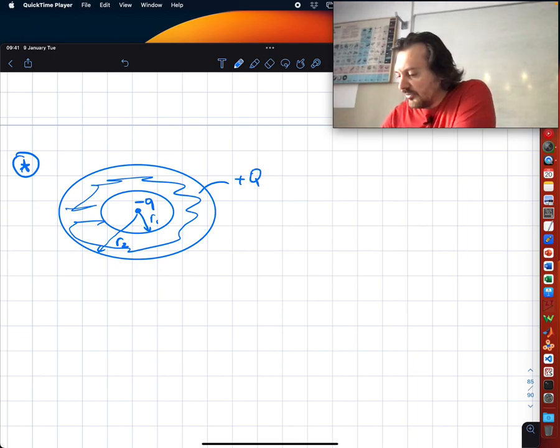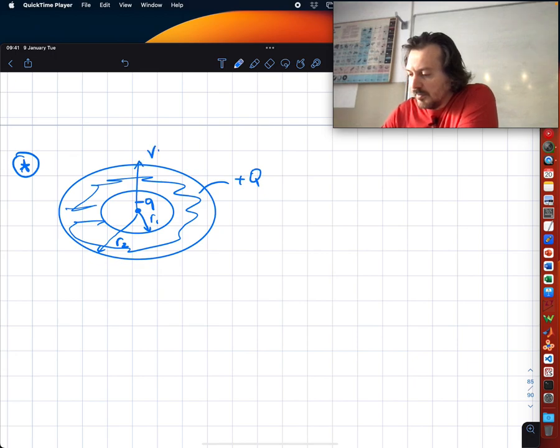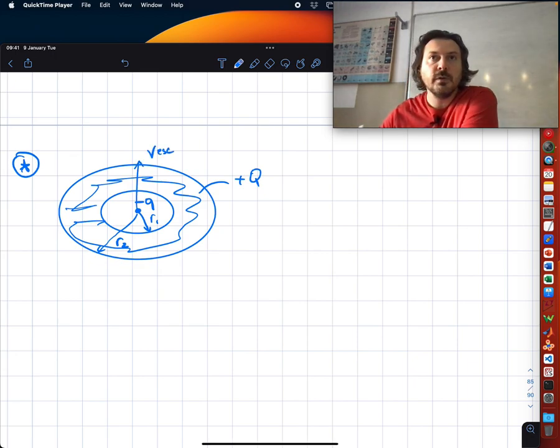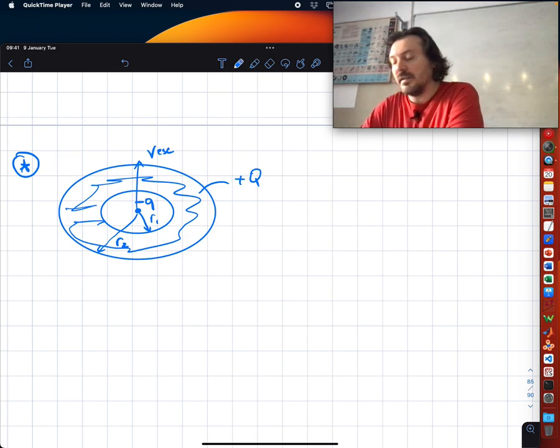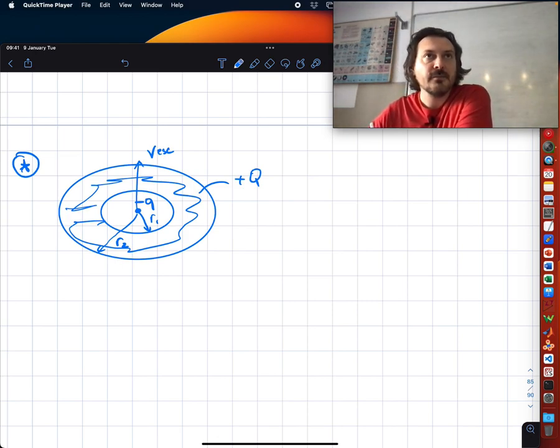Now, the question is, what is the escape velocity? What is the velocity with which I have to throw this charge so that it never returns back? Do you understand the question? So the kinetic energy has to be equal to the potential energy so that it never comes back.